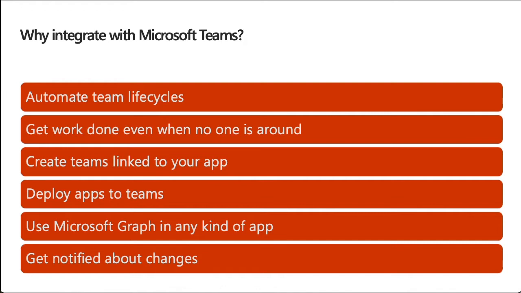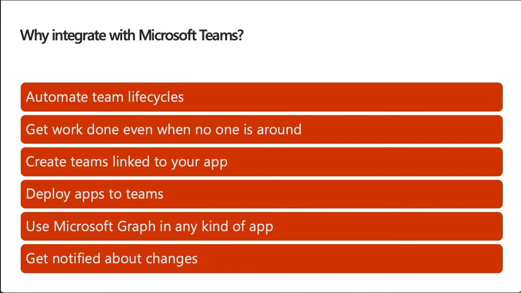The next is to get work done even when no one is around. You can use application permissions to work with teams, channels, and tabs without any intervention. You can create a new channel when your customer files an order, automatically create teams for classes at the beginning of the school year, and archive them at the end of the year. You can also create teams that are linked to your app and let customers create new teams and channels this way. You can install your Teams app to the new teams, pin your app to a tab in the new channel, and then send messages to the channel linking back to your website.